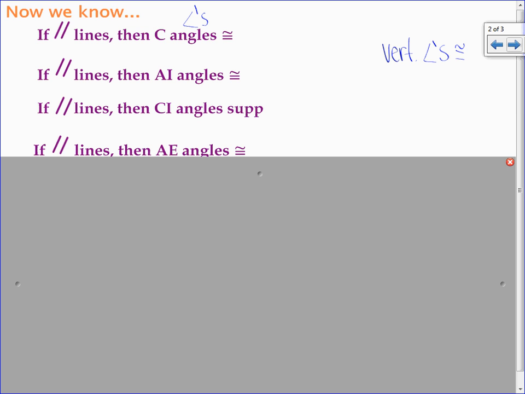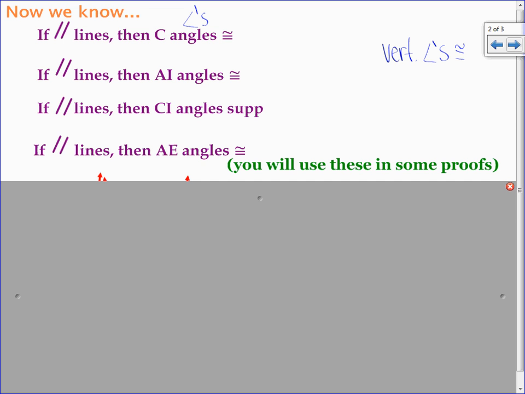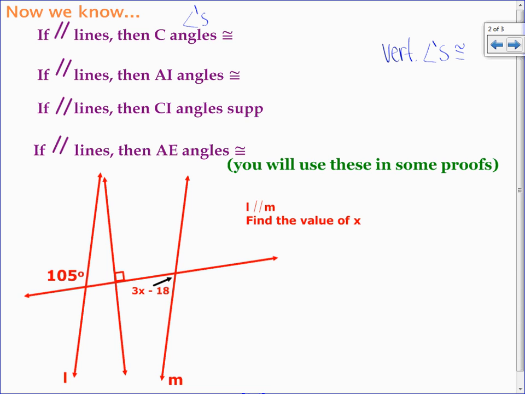We're not going to talk about proofs a whole lot in this chapter, but we will next chapter, and just know that these if-then sentences are options for reasons in a proof. But we'll get to that when we get to the proof chapter. So we're going to be using these properties up above to figure out what x is down here.